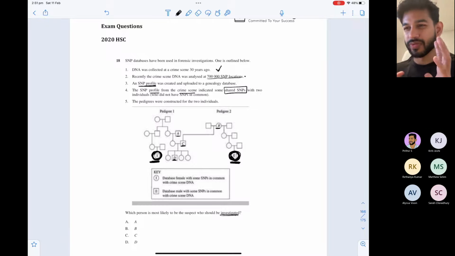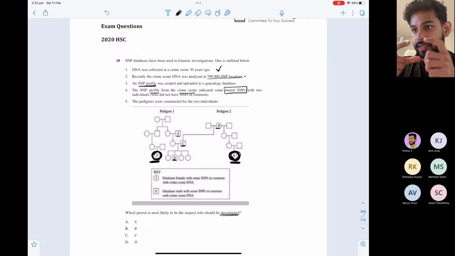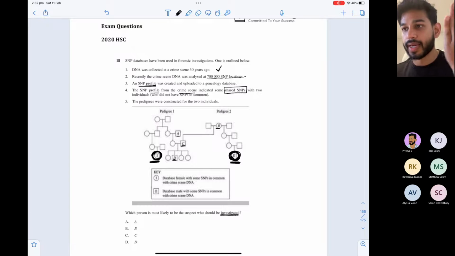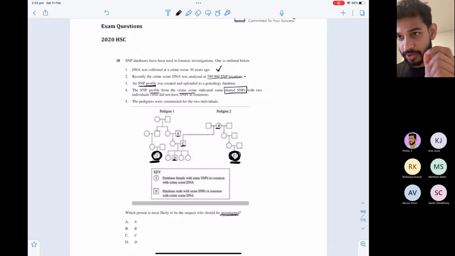Right, the whole shared SNPs, all of that makes students very confused. Because they're like, oh my God, this is so much information. I barely know what a SNP is. 700,000 SNPs. It's complicated. But when you filter all the noise, essentially what the question's asking is, at the crime scene, DNA was collected, and we know that the suspect has shared DNA or shared SNPs, SNPs are DNA, with person 1 and 2. So ask yourself, who is biologically related to both individual 1 and individual 2? That is what the question is literally asking you.